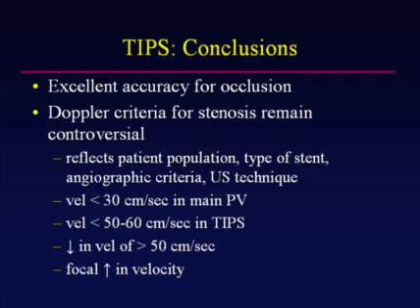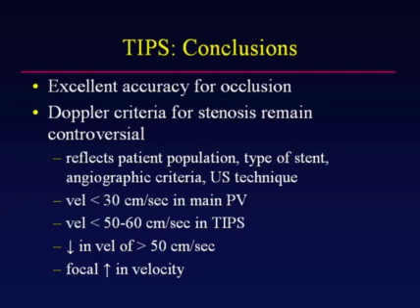The criteria for diagnosing a stenosis of a TIPS shunt remain controversial, and the controversy is likely due to differences in patient population from center to center, differences in the type of stent that is deployed, differences in angiographic criteria. At what portosystemic gradient does one angiography department consider that the procedure has been successful, and also likely differences in ultrasound technique.